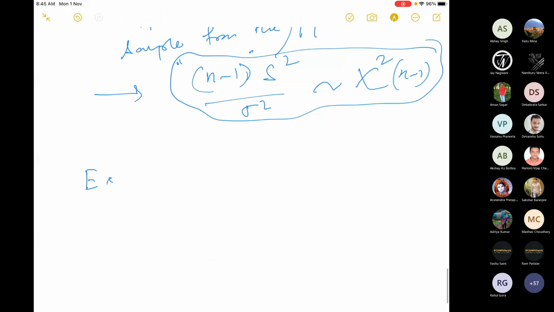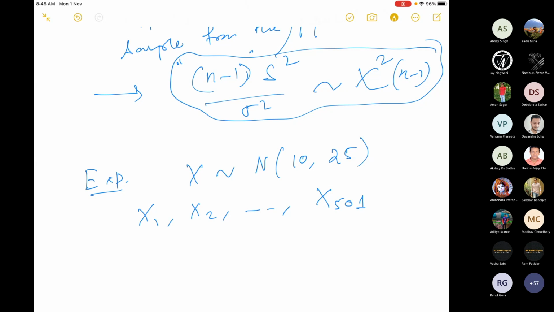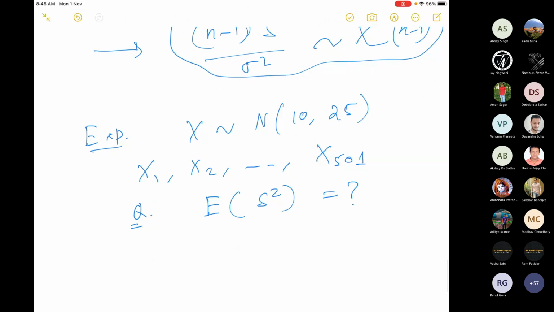Example. Let's say X is normal (10, 25). So 25 is the variance, 10 is the mean. And let's say you take a large sample. Let's say X1, X2, ..., some 501 samples, which I have chosen from the population of X. My question is, I want to find out the expected value, or the mean, of the sample variance. What is this? Who can tell me this? I want to use the above results.